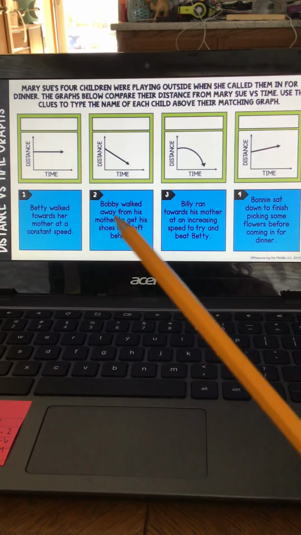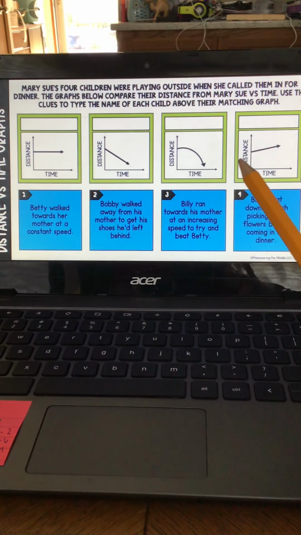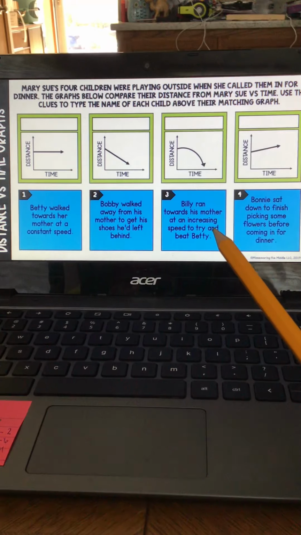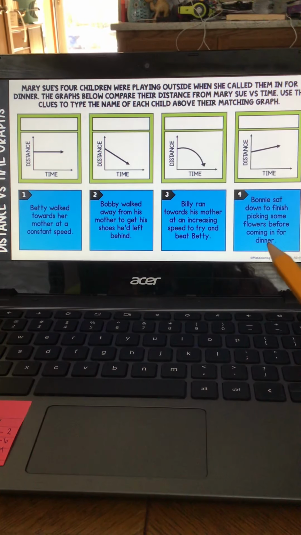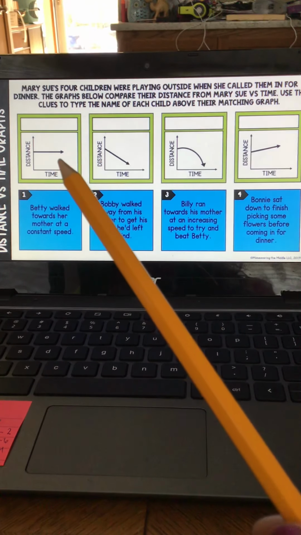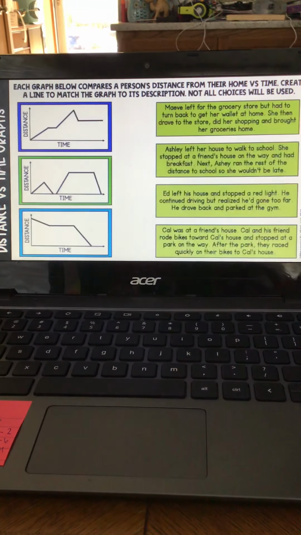Bobby walked away from his mother to get the shoes he left behind. Well, this would be walking away from his mother at an increasing speed, trying to beat Betty. So again, increasing would be something curved. And then this one is they sat down to finish picking some flowers, meaning they didn't go anywhere. So that's how those would match up.